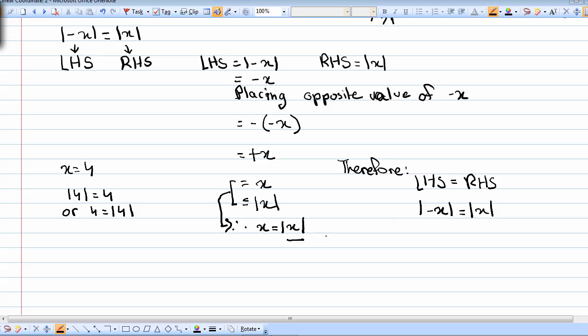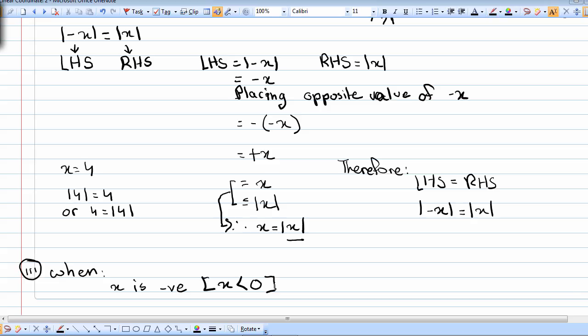Now we have seen two steps. There are currently, as I have devised, three steps. So the last and the third step is taking the value of x less than 0, when x is negative. So let's have a look. The third part is when x is negative, or we can write this as x is negative. Let me close the bracket.